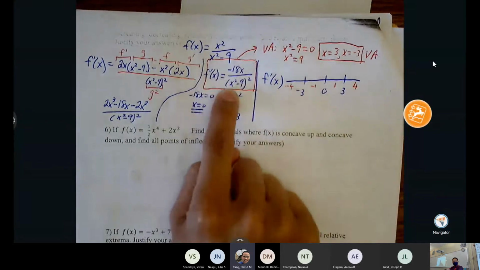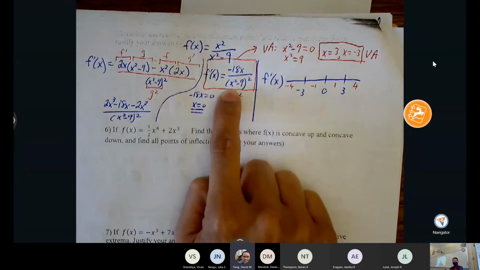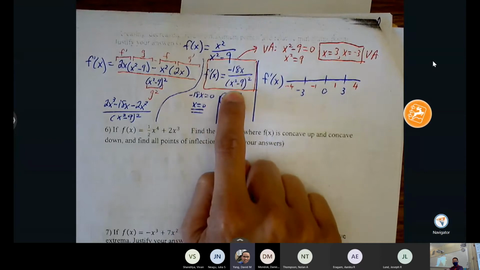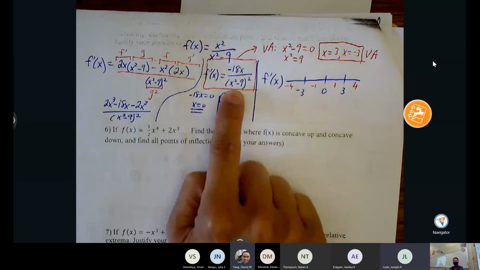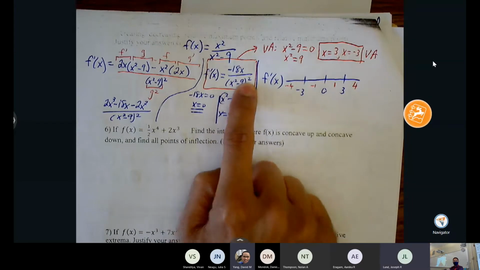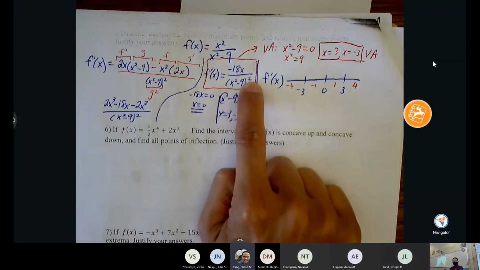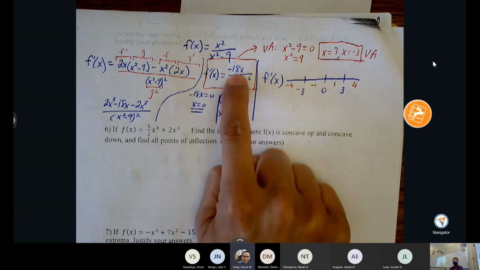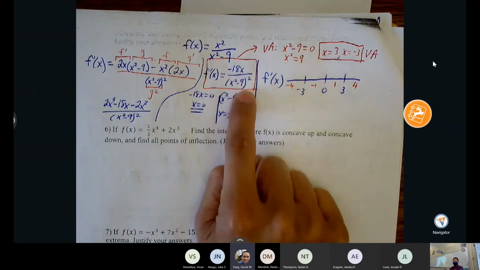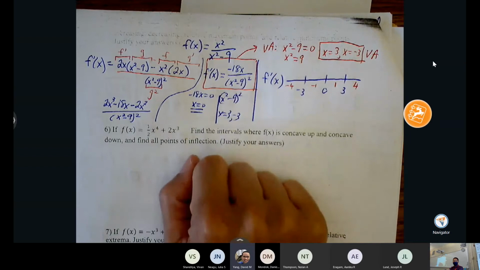Now, this seems like a lot of work to plug in, right? But we have something to help speed up the process. What do you notice about the denominator? That's going to make it easy, because we only care about the sign, right? Would the denominator have to be positive? Yeah, see, the denominator is always positive. So really, we can ignore the denominator for this entire process. It's always positive. So we just have to worry about the numerator. Whatever the sign is for the numerator, that's going to be the sign of our derivative.